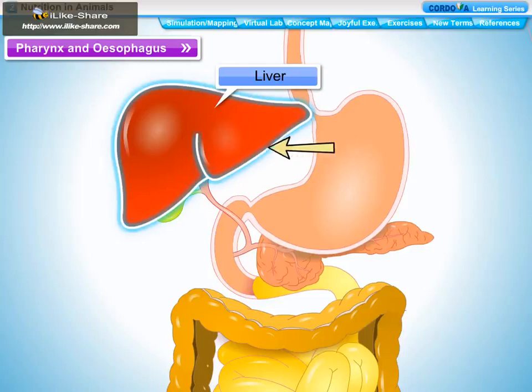Fats are present as big droplets in the food, because of which they cannot be digested easily. Bile juice breaks these big droplets into small droplets and makes their digestion easier.